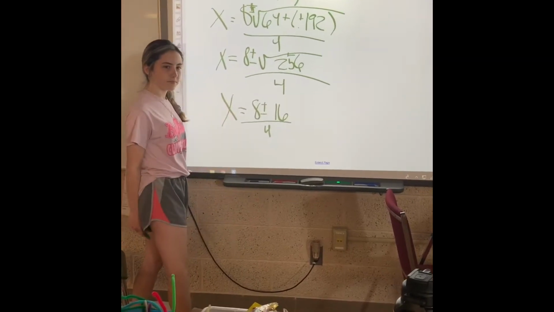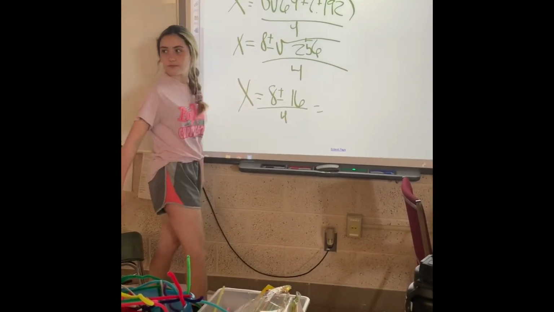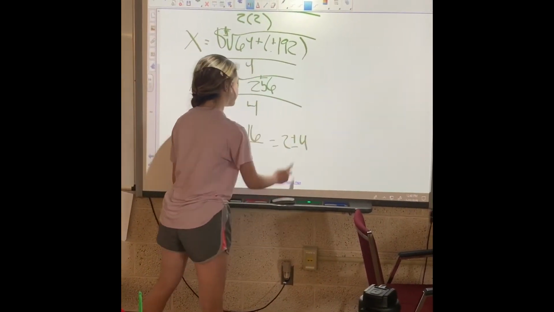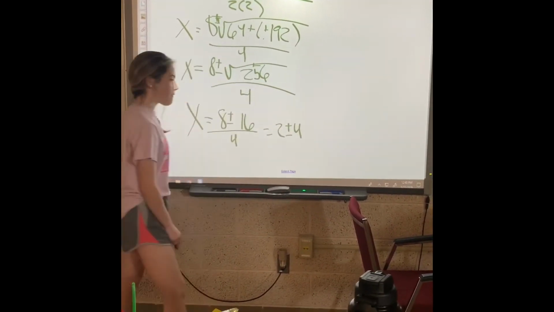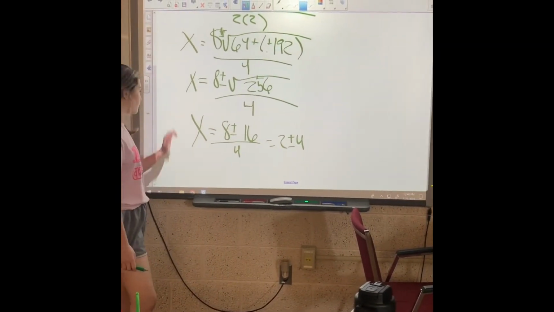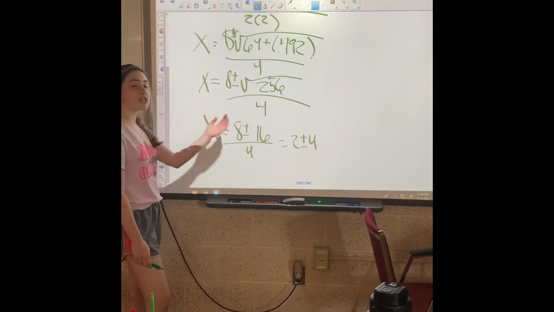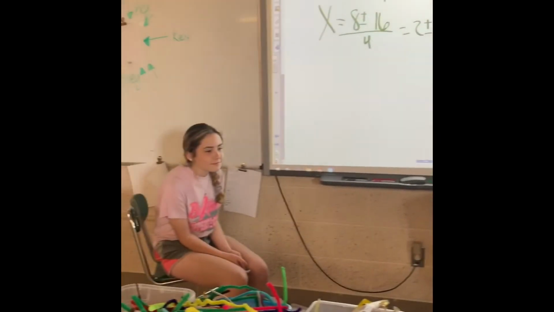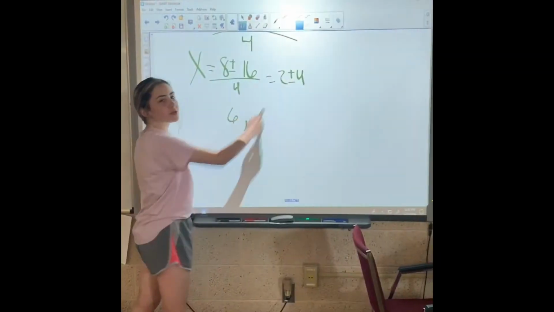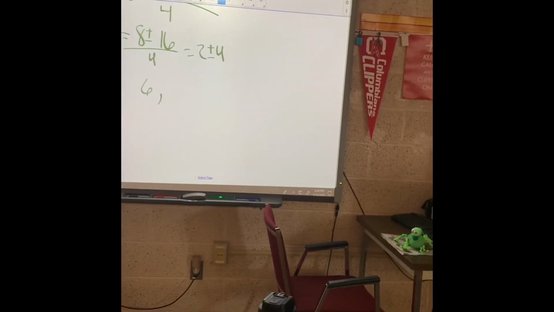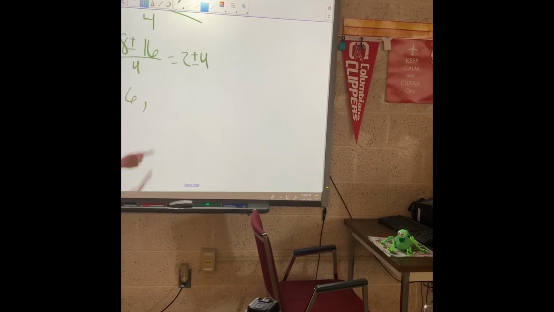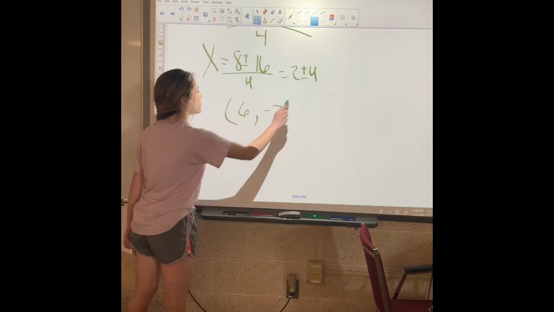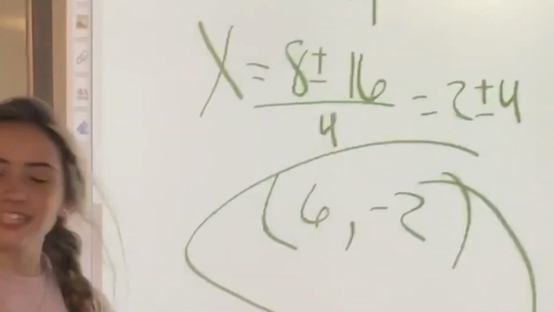And then you gotta equal it to be 2 plus or minus 4. And is that your final answer? No. You gotta make it 6, comma, negative 2. But how do you get that? 2 plus 4 is 6, and then you get the minus and you do negative 2. Yep. And then that is your final answer. And that's the quadratic formula.